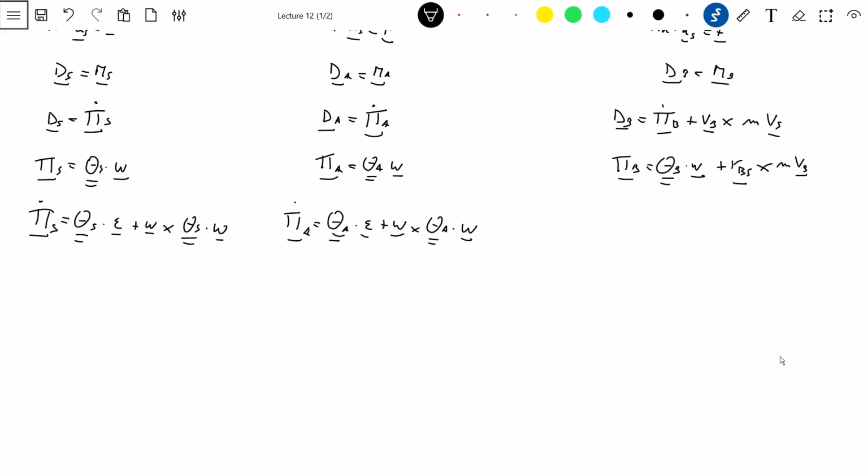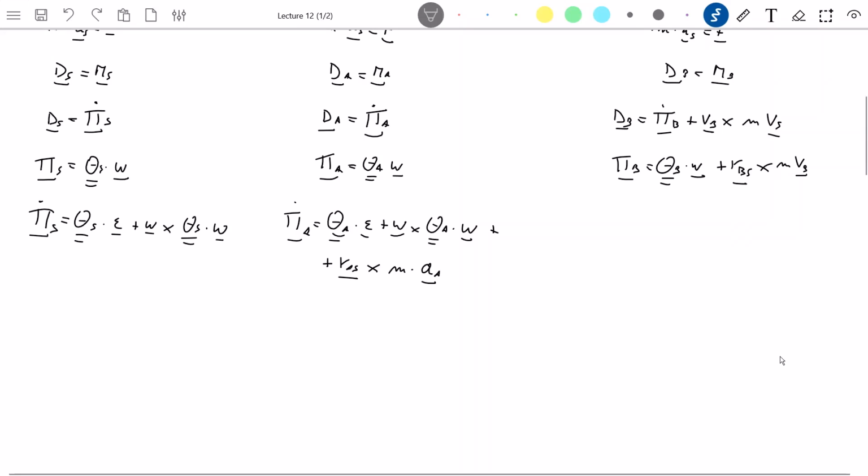But here we have an additional term, plus r AS cross product m times the acceleration of point A. This term appears because here we could eliminate this term basically, because the difference between point A and point B is that the velocity of point A is 0.